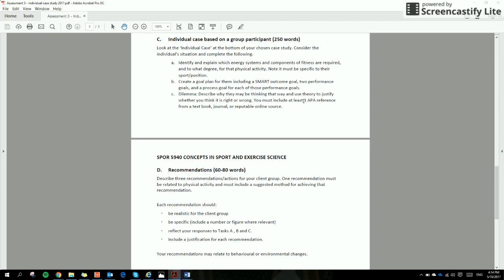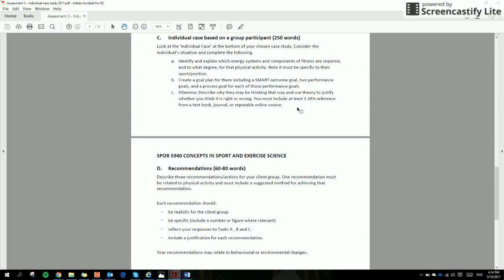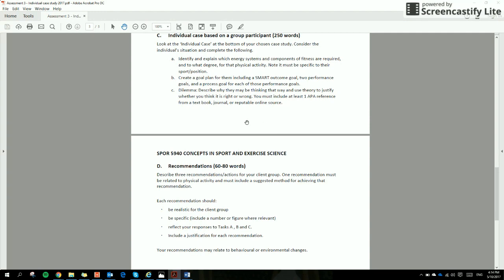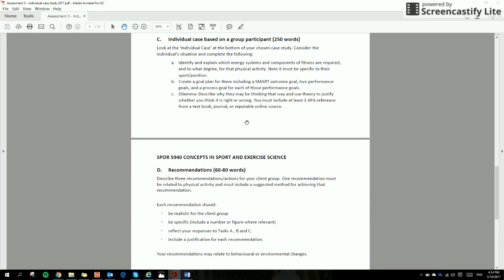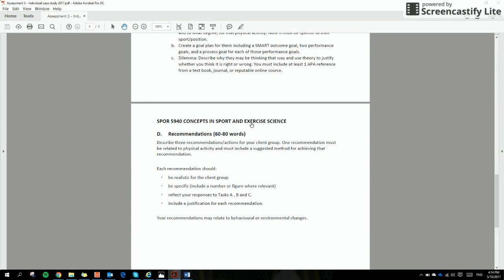You must use a reference again. So you've got to find some reputable, credible, legit evidence to support whatever you say there. Now, I'm not looking for screeds, so have a look: it's only a 250 word count for this whole section. You don't have to write masses, but what you write has got to be accurate. So don't waffle, get straight to the point and use good information.